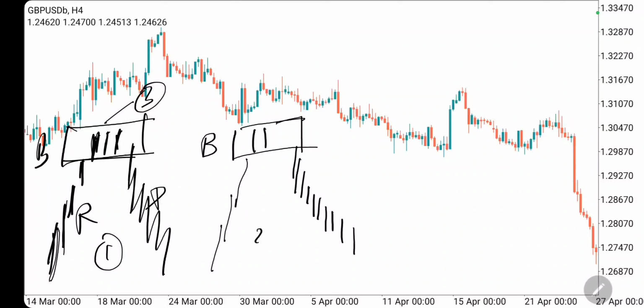All right, so this zone, the zone I showed you before, has a higher probability of success than this zone because there are multiple candles here. The market spent a lot of time on this base. So that is why this has a lower strength. This is a lower strength demand zone.